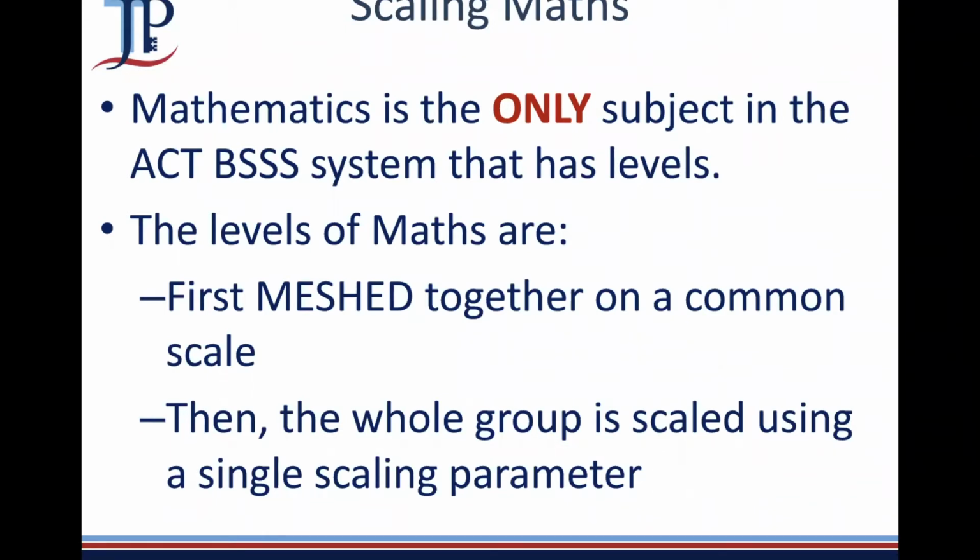So the first thing we've got to do is take the numbers you get in your classes from the assessment tasks and the Z scores that you achieve from that, and get them onto a common scale so that all the maths classes, all the levels, are together. Once we've got them on the common scale, then we scale the whole lot, just like we did with every other subject I talked about in the other presentation. So in that sense, it's the same but different.